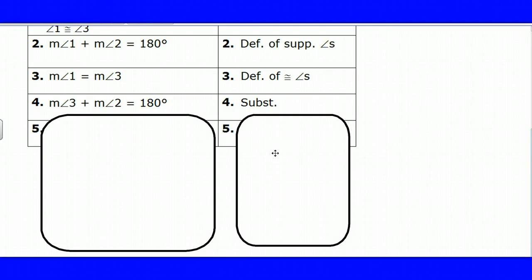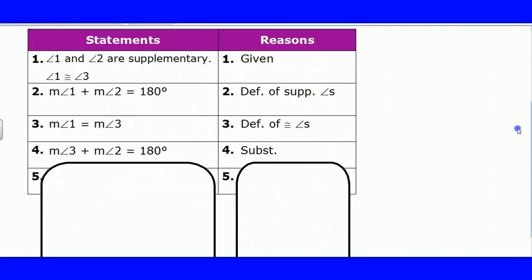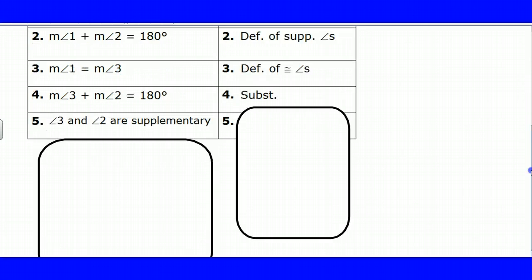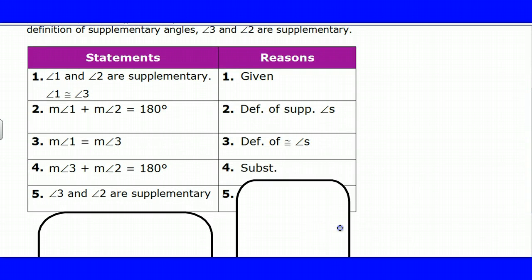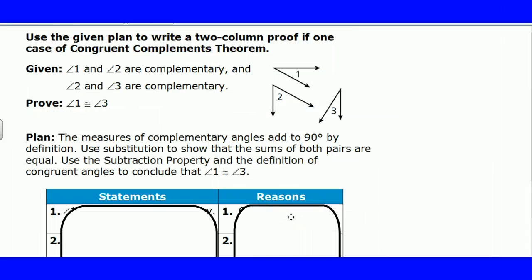All right. And finally, what were we setting out to say? Angle 3 and angle 2 are supplementary. And look at that, we have the measures summing to 180. So we can now say angle 3 and angle 2 are 180, or I'm sorry, are supplementary based on the fact that supplementary angles' sums are 180. So that's the definition of supplementary angles. All right. Okay, let's try it again.